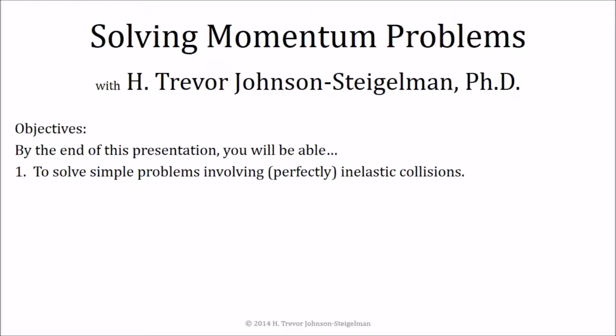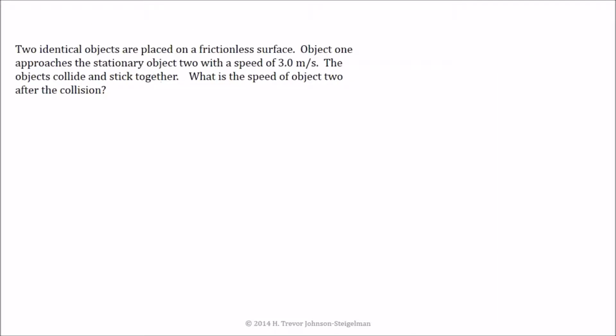Today let's talk about some momentum problems and take a look at some solutions for, in particular, perfectly elastic collisions. So we've got two identical objects placed on a frictionless surface. One approaches the other, we're given its speed, and the objects collide and stick together. We want to know what the speed of object 2 is after the collision.